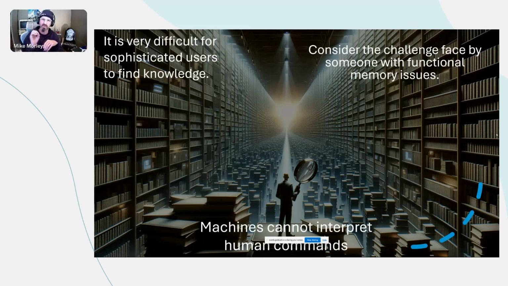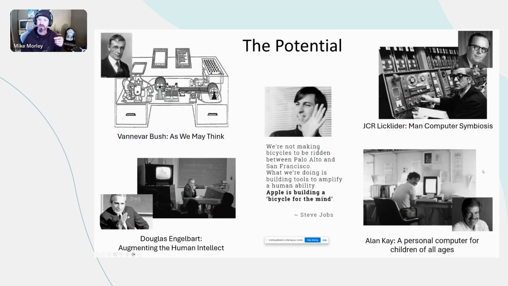When you try to work with somebody who has functional memory challenges, you can just imagine how hard it is for a person in this place to find the files that they need, to write and create documents, to capture memories. It gets down to the simple fact that machines, until very recently, have not been able to interpret human commands. The reason for this gets into some history.